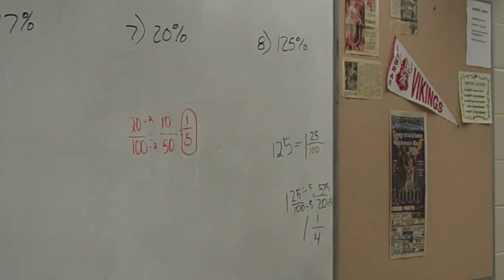125%, think of it as 100% and 25%. 100% of something is the whole thing, right? 1. 25%, 25 out of 100, is 1/4.